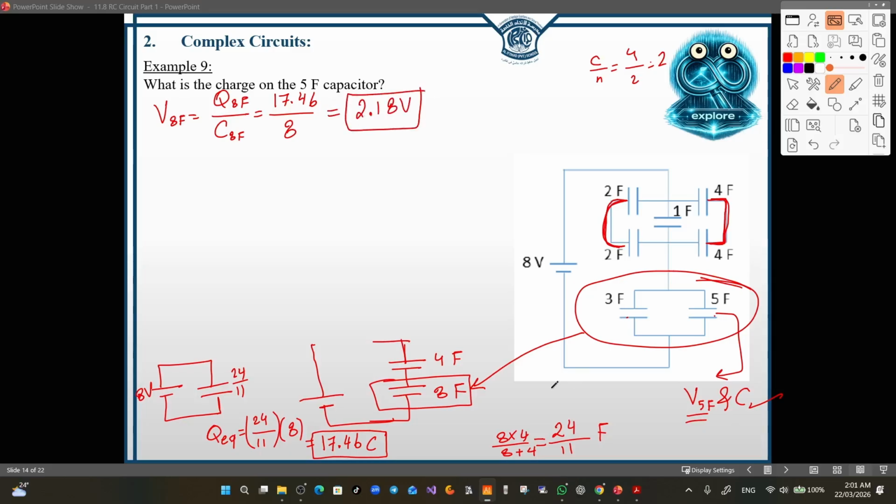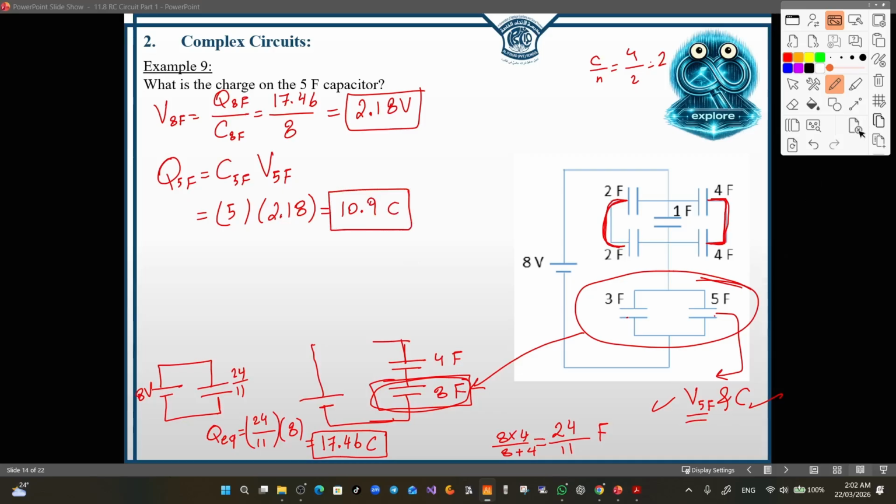Now this potential difference is across the 8 farad as well as across the 3 farad and the 5 farad. Now we have the potential difference of the 5 farad. Let's find the Q of the 5 farad, which is equal to C of the 5 farad multiplied by the voltage across the 5 farad. The C is 5 and the voltage is 2.18. So the amount of charge is 10.9 coulombs. And this is the final answer.